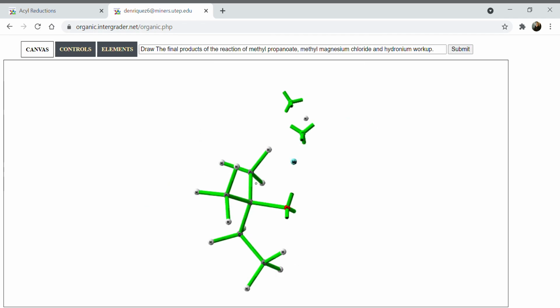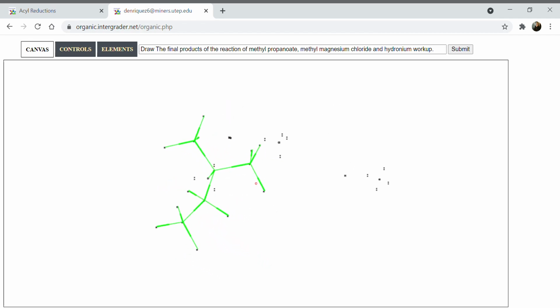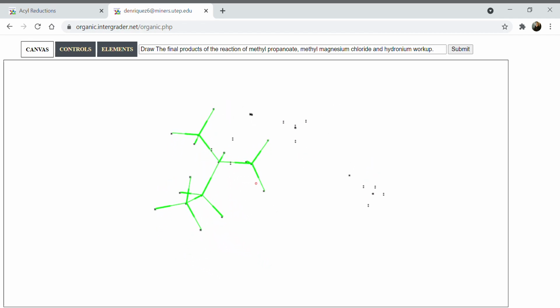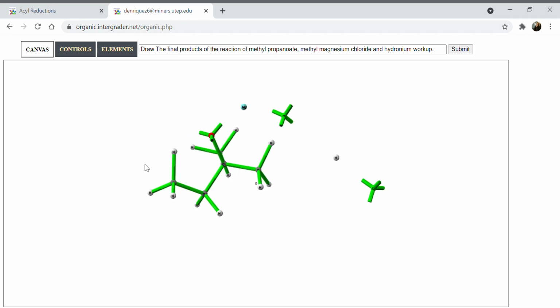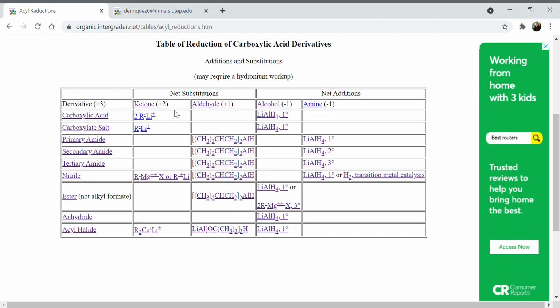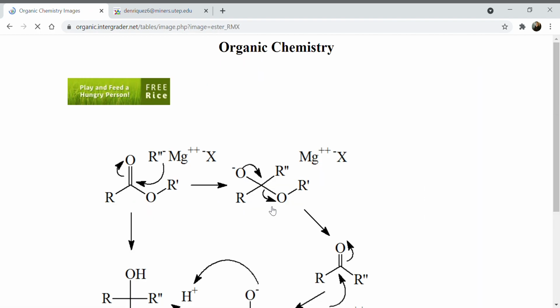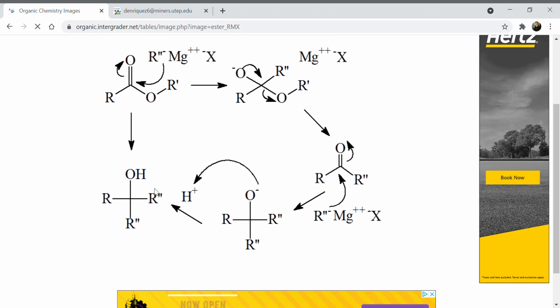Okay, so for the final product, this is the one that I'm going to show with the chart. Like I was showing you guys before in the last video, we see methyl propanoate, an ester, being reacted with methyl magnesium chloride. So I'll go to my chart, ester, go to the magnesium, and I just look at the product that I'm going to get at the end.